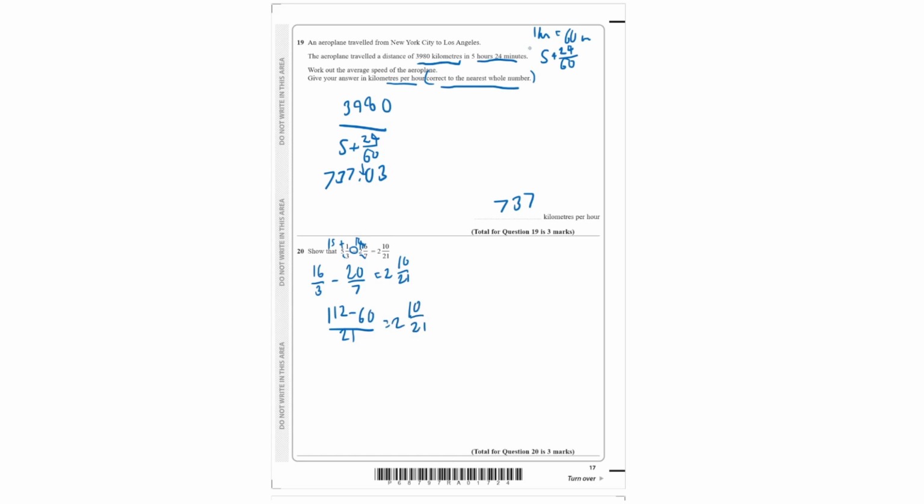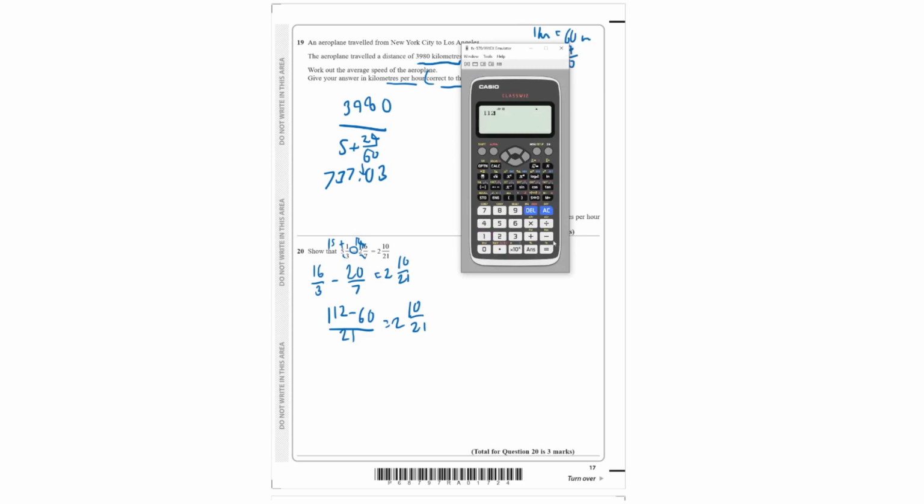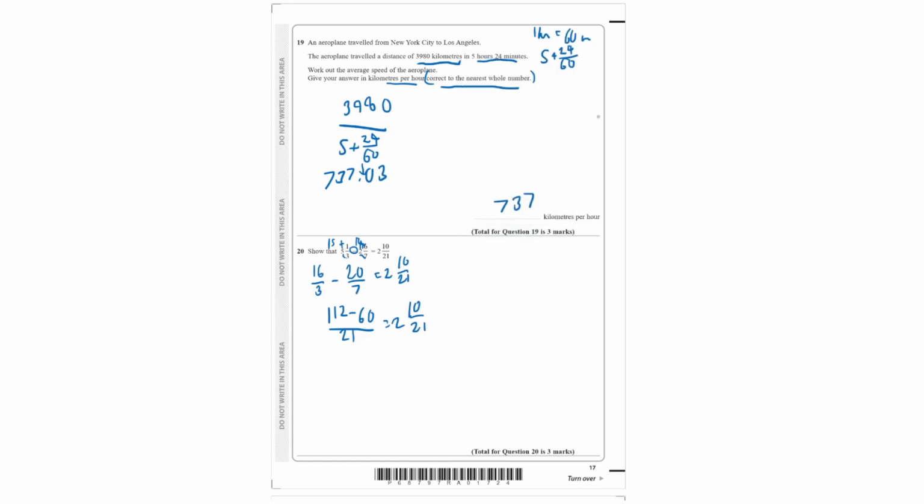Now that we have these values, we can find out what 112 minus 60 is. We get 52. We have 52 over 21 is equal to 2 10/21. And we have to find the first multiple of 21 before 52. I can see that the first multiple before 52 is 42. And 42 divided by 21 is equal to 2. So I can simply write here 2 over 21. And 52 minus 42 is simply 10. Is equal to 2 10/21.